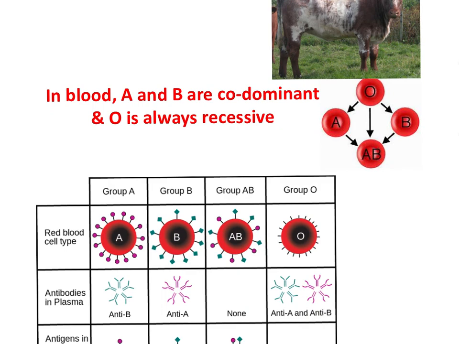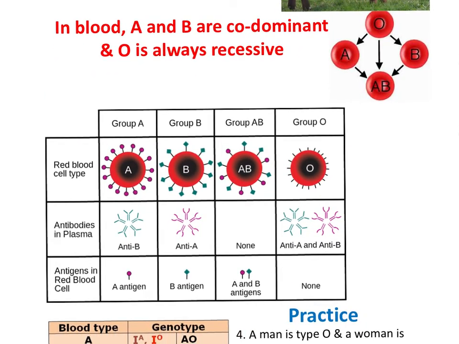An example of this is blood type. In blood type, A and B are codominant, but O is recessive. You may recall hearing about blood type when we did the immune system unit. But in blood types, we are talking about the sugars, the epitopes on the outside of the cell.